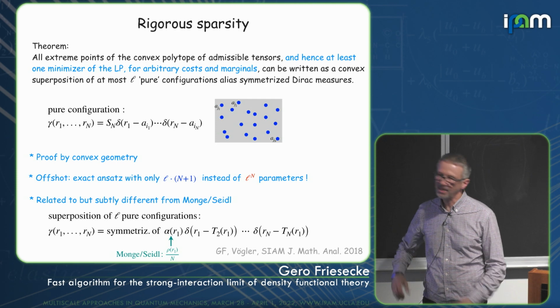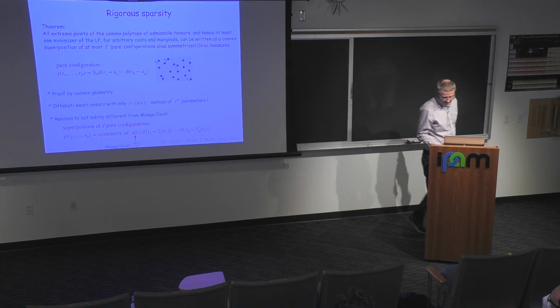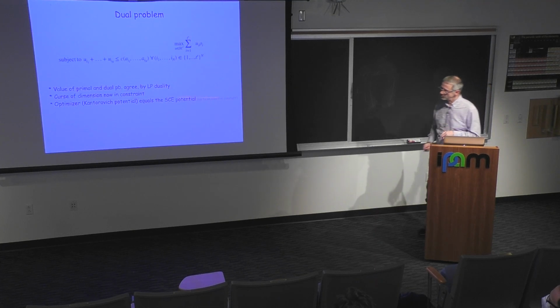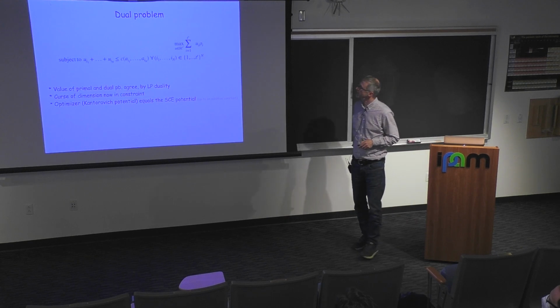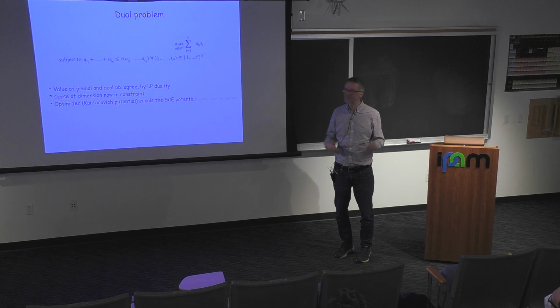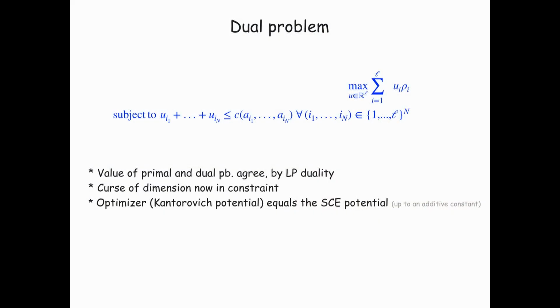So in the end we were quite happy because we proved something that is close to what Mike Seidel wanted. Now there's also a dual problem, as with all linear programs. In the primal program, you have many unknowns but few constraints. In the dual it is the other way around: you have a few unknowns, but zillions of constraints. So it shifts the curse of dimension to the constraints. But the values of primal and dual agree by linear program duality.